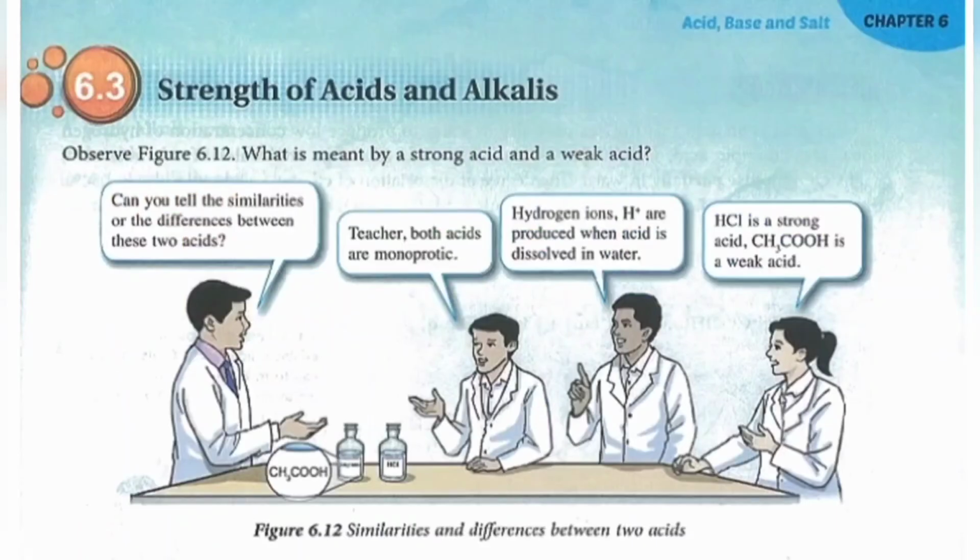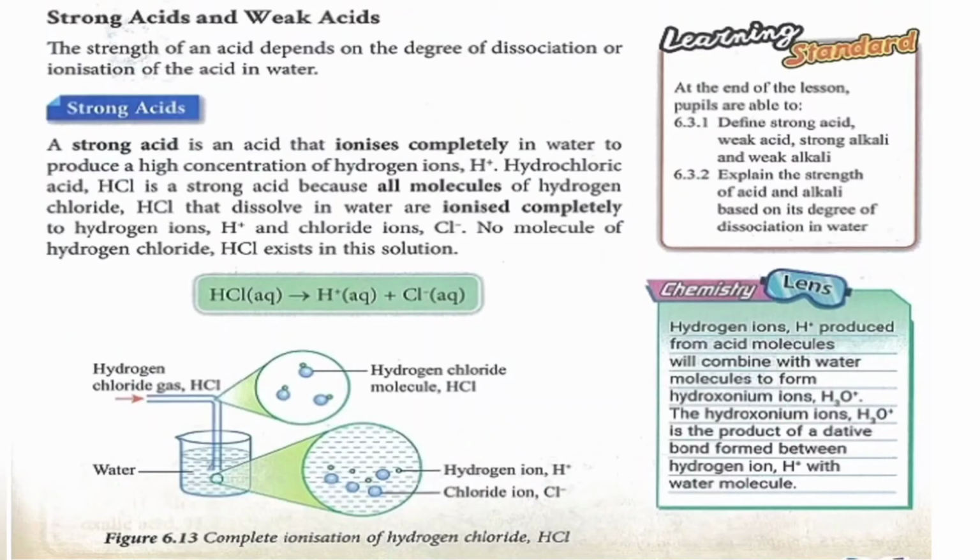Next is the strength of acids and alkali. Strong acid versus weak acid. The strength of an acid depends on the degree of dissociation or the degree of ionization of the acid in water. Strong acid means the acid ionizes completely in water to produce a high concentration of hydrogen ion.